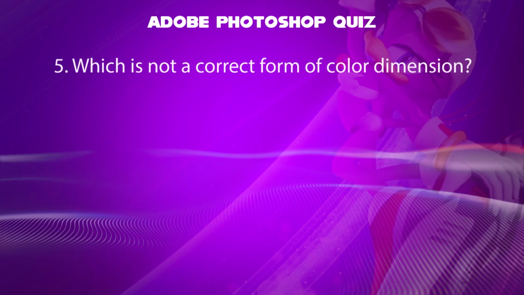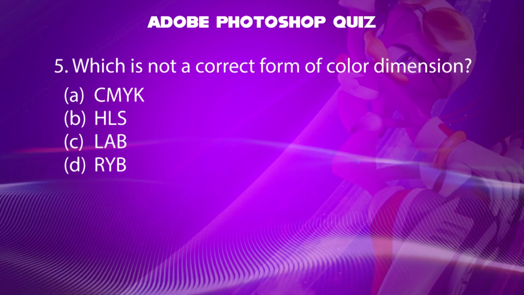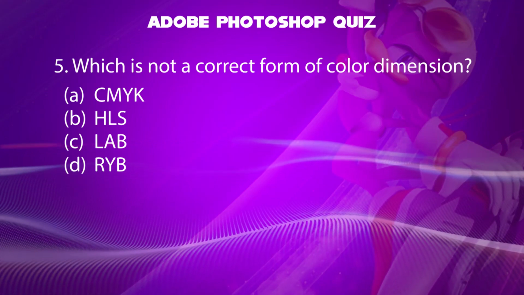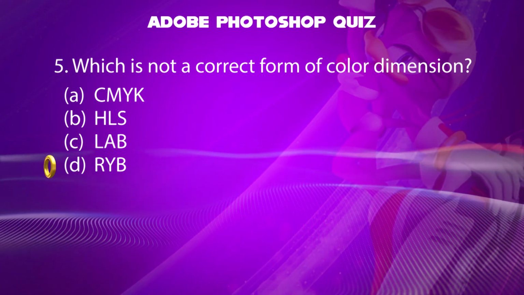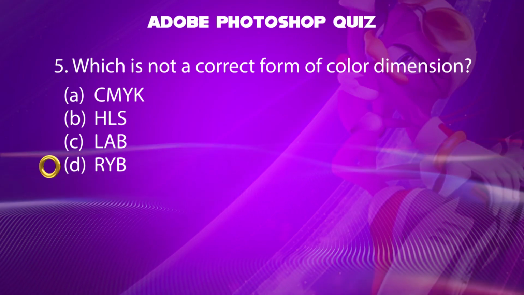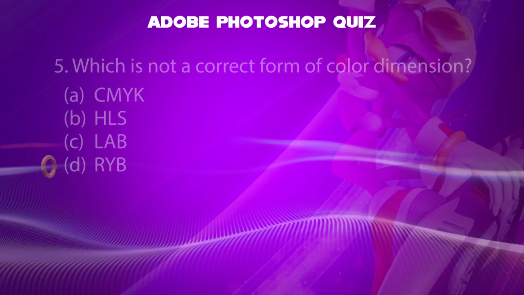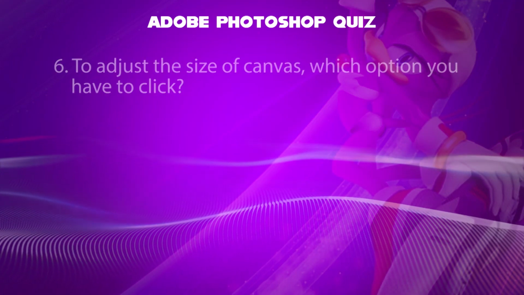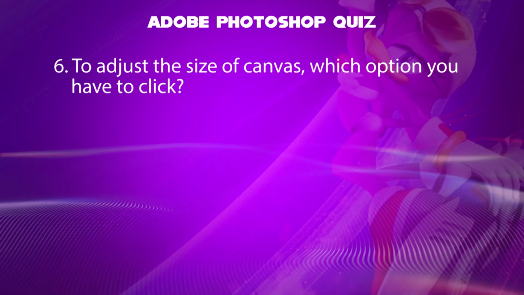Fifth question, which is not a correct form of color dimension? Is it CMYK, HLS, LAB, or RYB? The answer is RYB, meant to be red, yellow, and blue, used for primary colors for painting, not for the pixel colors.